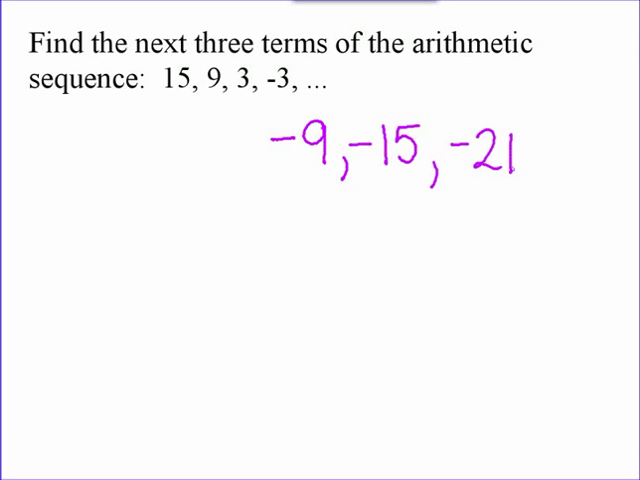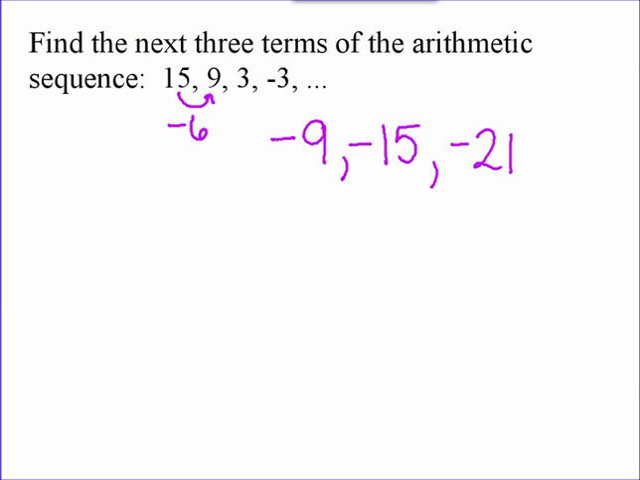Now, for those of you that haven't picked up on it, what are we actually doing every time? You're subtracting 6, or you're adding a -6. Okay, so we're taking -3 plus -6, which is -9. Add another -6, add another -6.